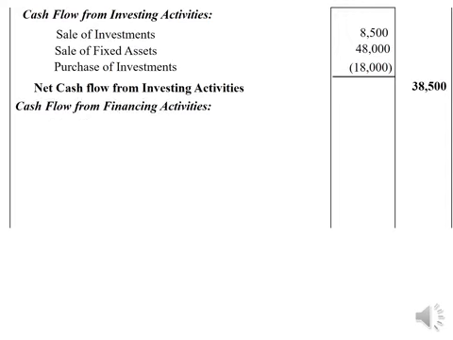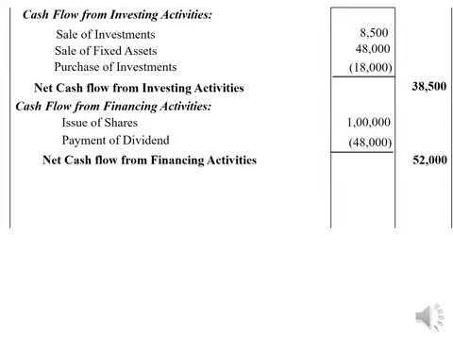Next is cash flow from financing activities. Issue of shares are there. It is increasing by rupees 1 lakh. Therefore, treated as inflow of cash out of financing activity. Payment of dividend is given in the problem worth rupees 48,000. It results in outflow of cash 48,000. Adding and subtracting 48,000 from 1 lakh, we get 52,000 as net cash flow from financing activities.